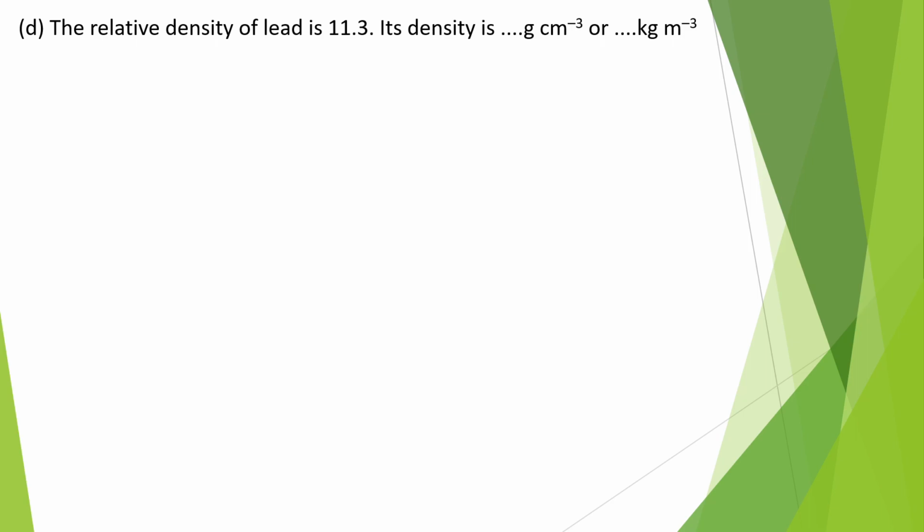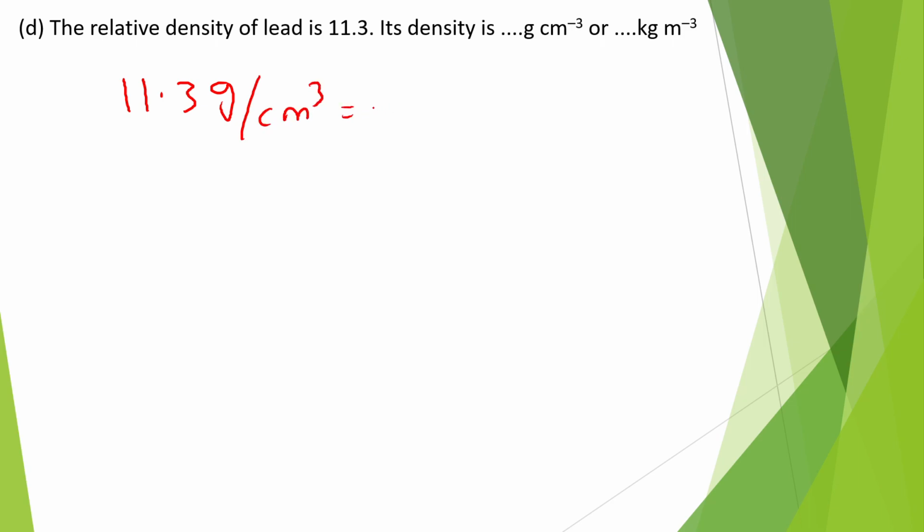Next question is the relative density of lead is 11.3. Its density is dash gram per centimeter cube or kilogram per meter cube. So you know that the formula for relative density is density of the substance divided by density of water. So the density is 11.3 gram per centimeter cube.